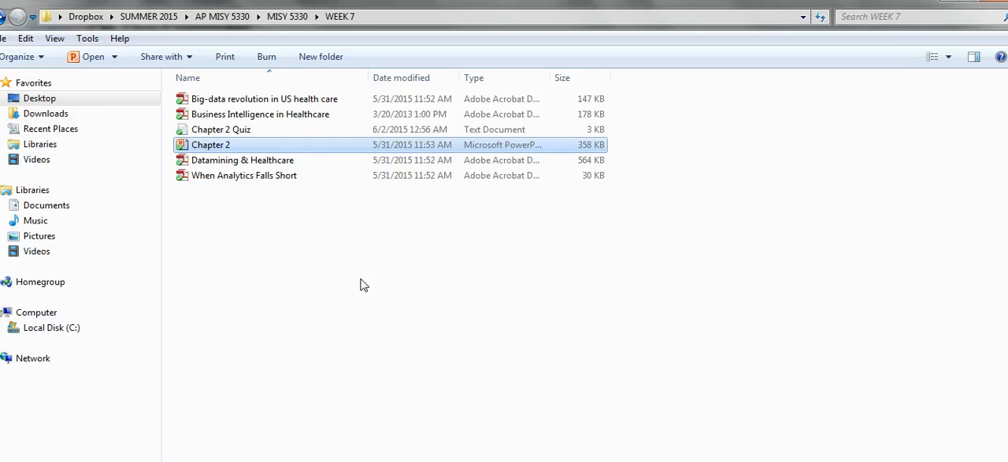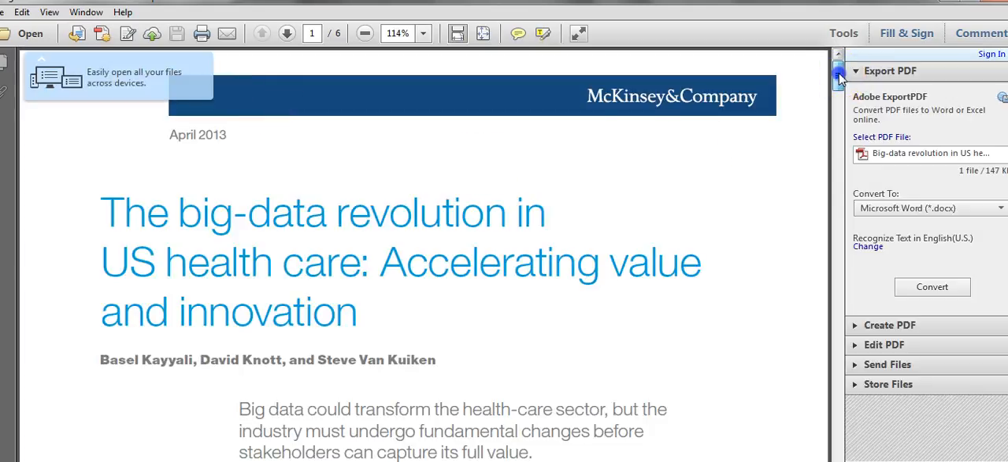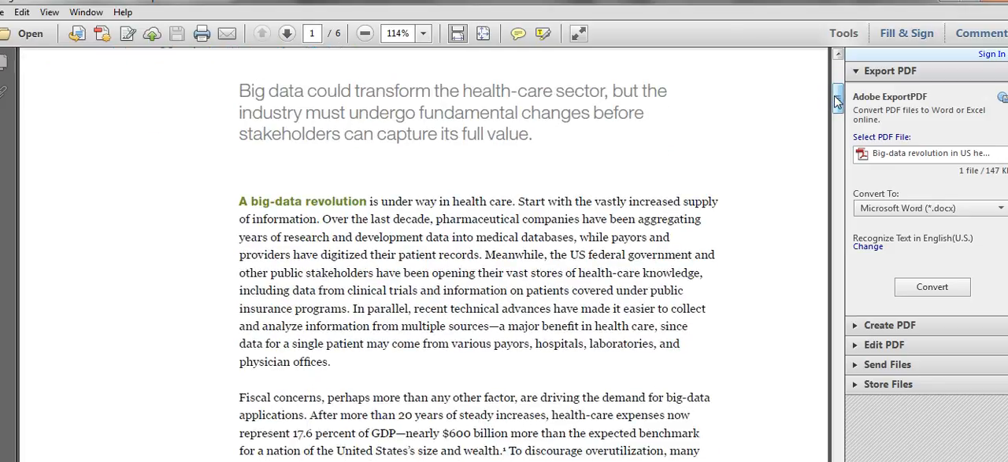Sort of aligned with these readings this week, you have 4 readings. One of the things that I want you to look at is big data. What is big data essentially? This is a McKinsey report, a 6-page report. Big data is underway in healthcare. It starts with a vastly increased supply of information.